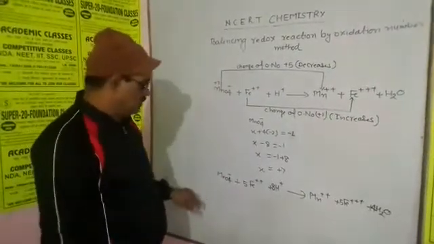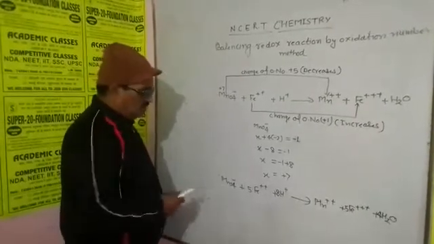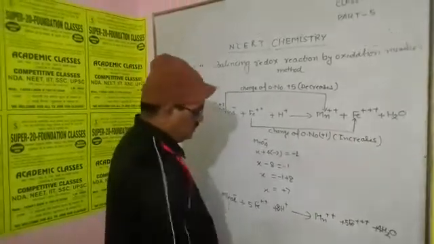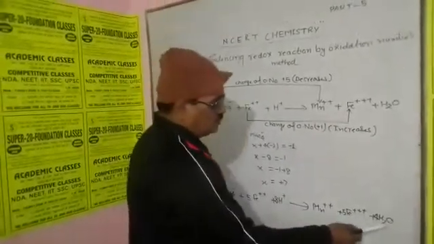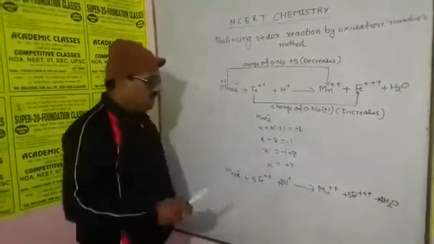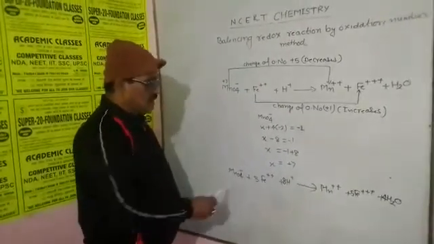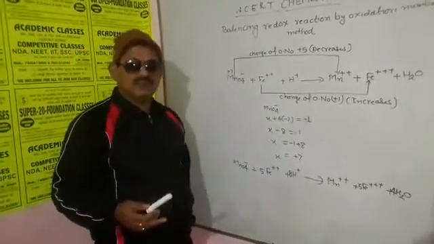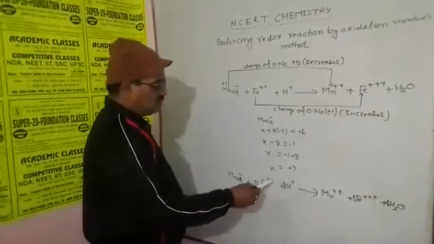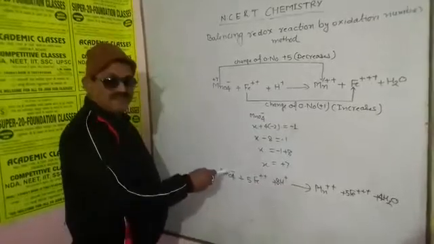Then here you look at only one manganese atom here, and 5 Fe, and for 8 hydrogen, 4 into 2, 8 hydrogen. Atoms are balanced on the left and right hand side. Then after balancing the atoms, you check the ions. Ions are balanced or not balanced. Then this is 8 H positive and this is 5 into 2, 10 positive plus 8, 18 positive and 1 negative.